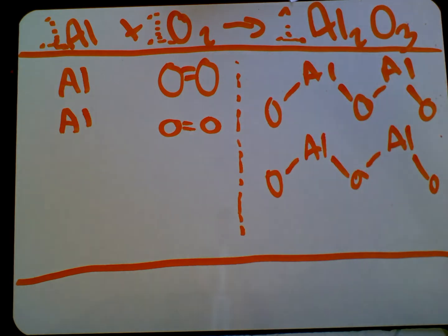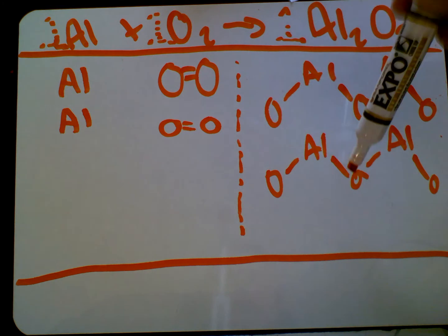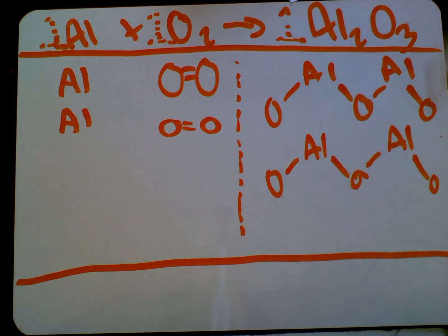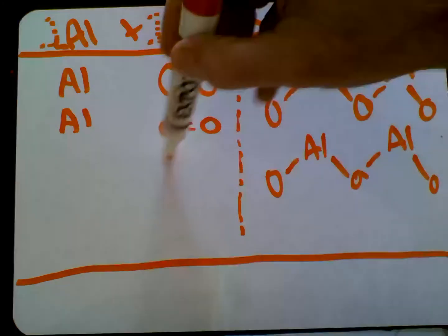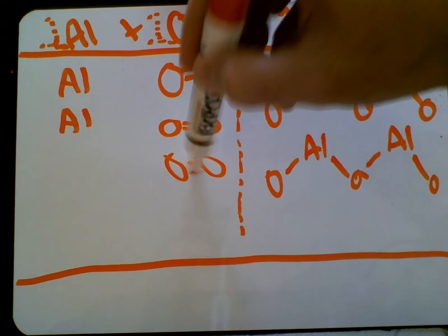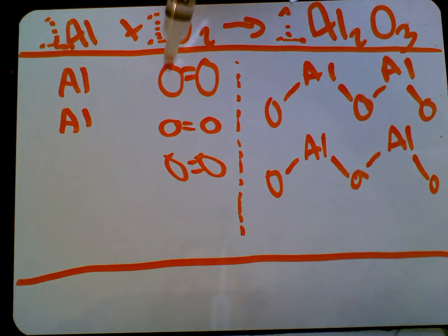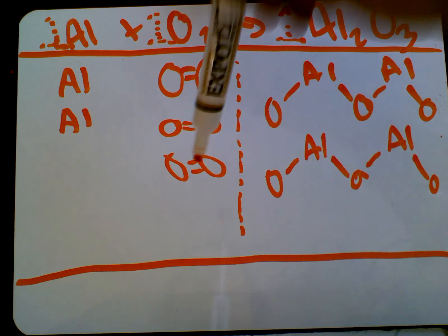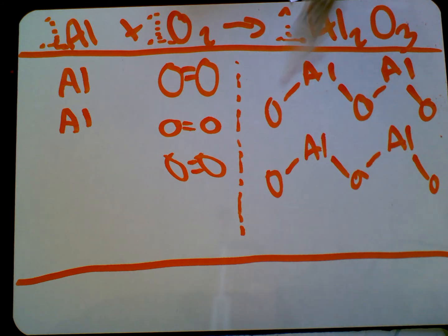Now I'm going to count again. On this side, I have 1, 2, 3, 4. And on this side, I have 1, 2, 3, 4, 5, 6. Where do I need more? I need them over here. I'm simply going to draw another molecule over here. Now I have 1, 2, 3, 4, 5, 6. And on this side, let's hope it's right. 1, 2, 3, 4, 5, 6. Yay, the oxygens are balanced.